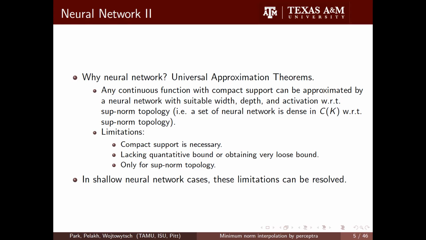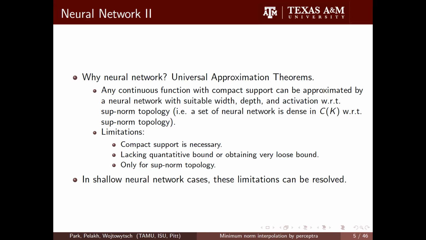And what I mean by approximated is with respect to the sup norm topology, so it's a uniform convergence. In more mathematical words, the set of neural networks is dense in C^k with respect to the supremum topology. So these universal approximation theorems give you a guarantee that if we want to get any continuous function, we can use a neural network.